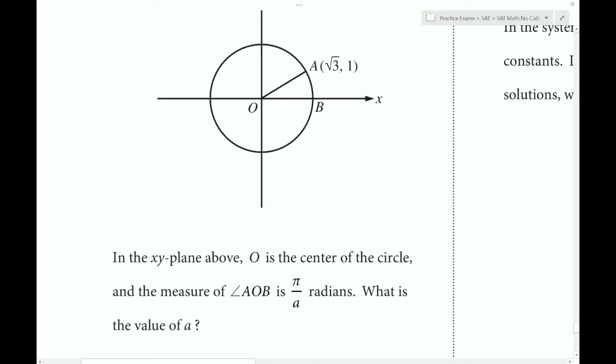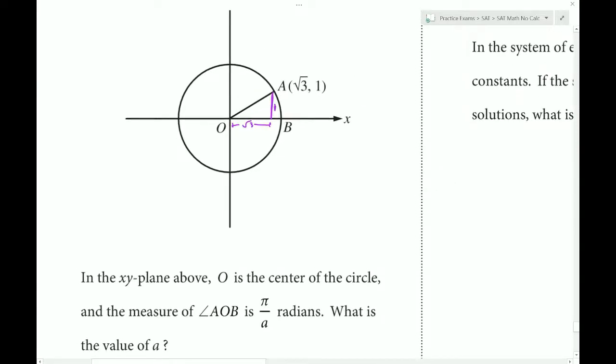Okay. So the first step, let's think about what we have here. So we know that this point is rad 3 comma 1, so the x value would be rad 3. The y value would be 1. Okay. So if we want, we can use some trigonometry to figure this out. Basically, this angle, if I do, for example, a tangent of the angle theta, that would be opposite, which is 1, right, over adjacent, which is rad 3. And if you rationalize this with rad 3 over rad 3, we get rad 3 over 3.